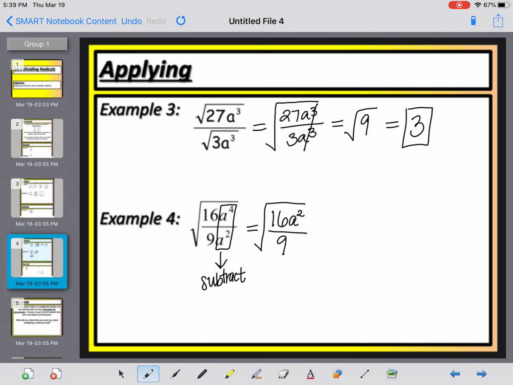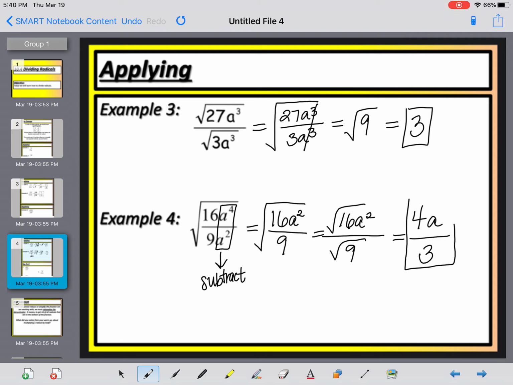Well, now I'm looking at this expression, and 16 and a squared, those are perfect squares, and a 9 is a perfect square as well. So it would be most beneficial here if I split them up into two separate square roots. So 4a on the top, 3 on the bottom. Remember, when we take a variable out of a square root, we need an even exponent so that we can divide it by 2.